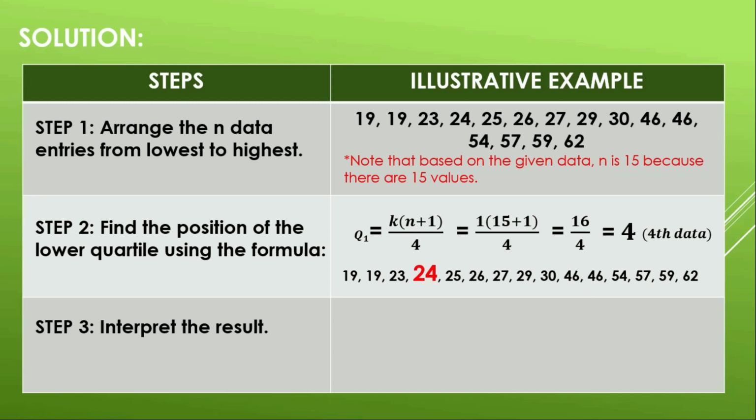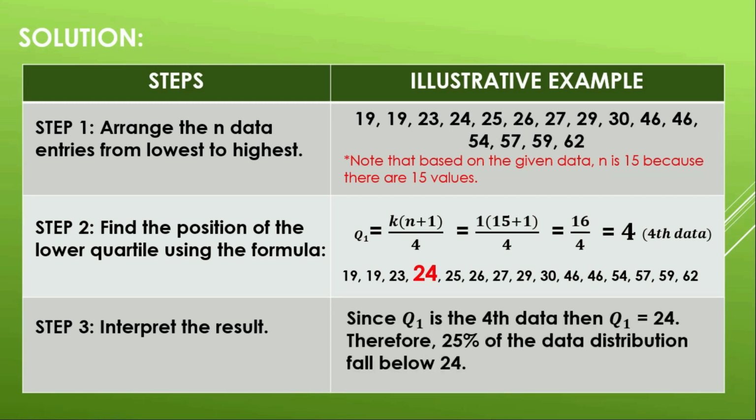So for our last step, interpret the result. Since Q sub 1 is the fourth data, then Q sub 1 is 24. Therefore, 25% of the data distribution fall below 24.